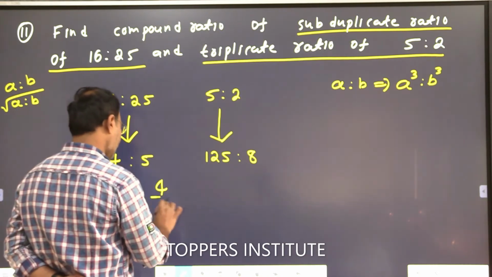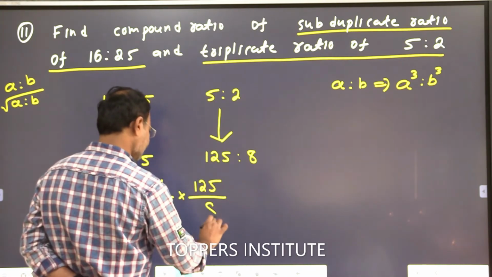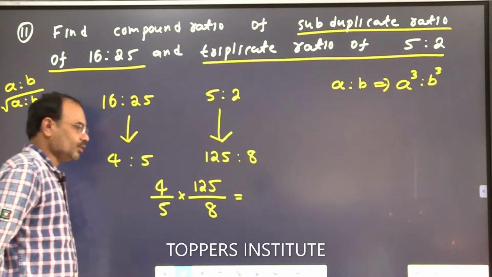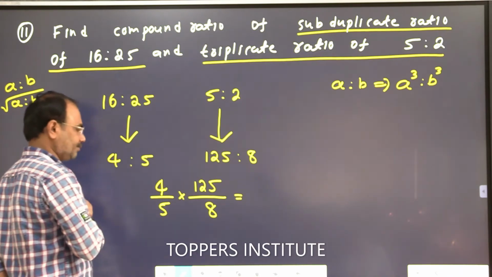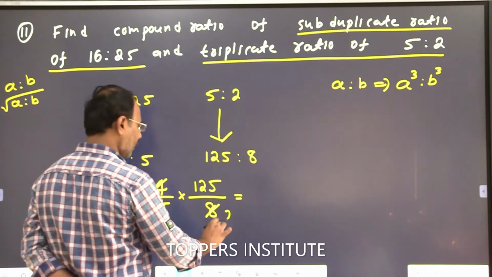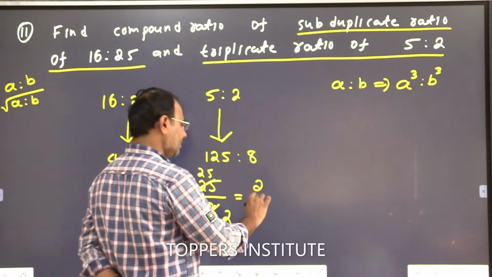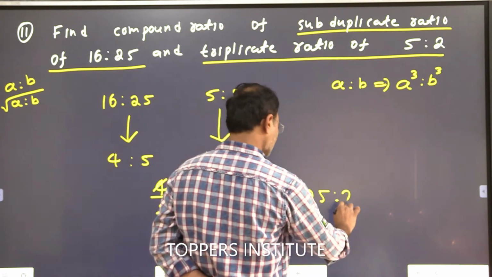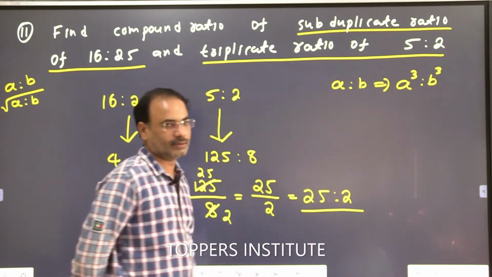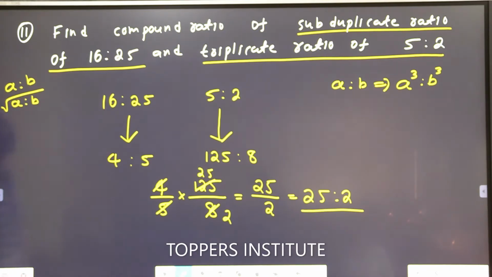4:5, 4/5 into 125/8. Then I am going to find the compound ratio of these two ratios, right? So 4 ones are 4, 2s are 2, 5 ones are 5, 25s. So what are the remaining terms? 25/2, nothing but 25:2. 25:2 is the answer. So 25:2 is the compound ratio of the subduplicate ratio of 16:25 and triplicate ratio of 5:2.